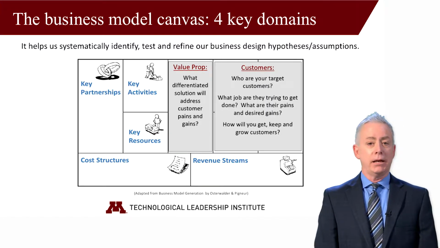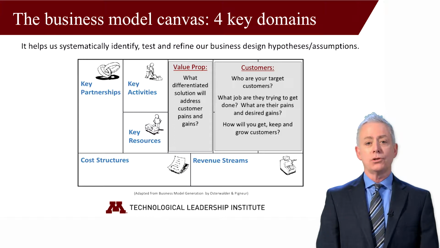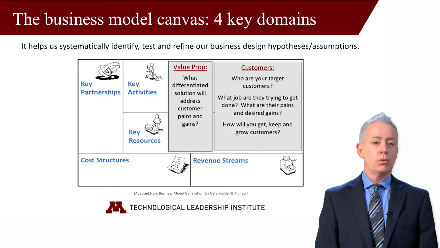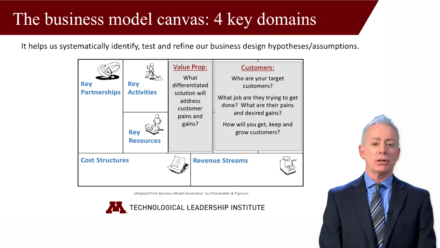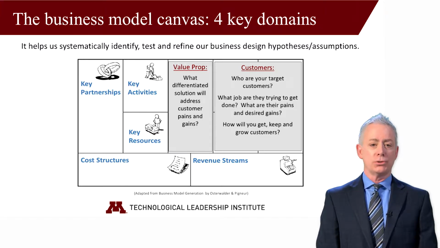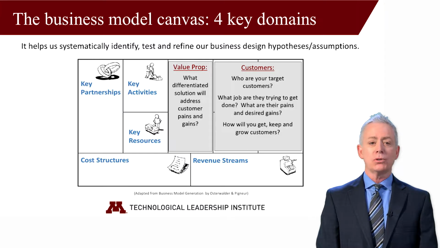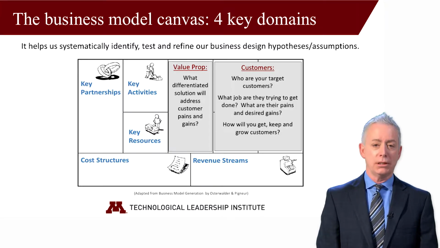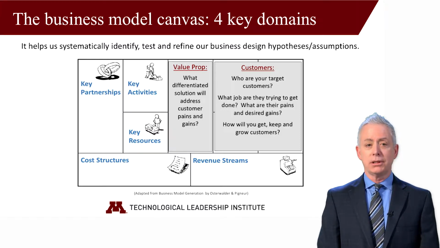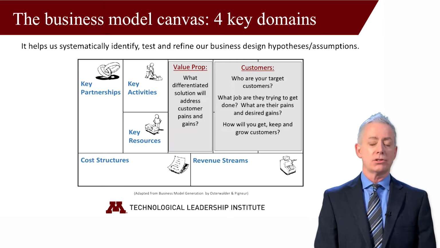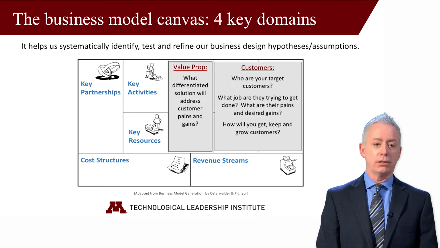The second domain in the upper right on the canvas focuses on who the target customer segments are, what job they're trying to get done, and what their most important needs and wants are in completing this job. This is where we need to put ourselves completely in the target customer's shoes to ensure we understand their needs and wants and test how well our proposed value proposition addresses those needs. In addition to validating what our differentiated solution must include, we also need to understand how we can get, keep, and grow these target customers through the right sales and support channels.